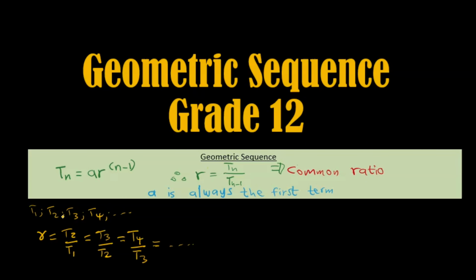After defining that our sequence is a geometric sequence, what stays true is that a is always the first term. So a is your first term. Let's use some examples to further explain geometric sequences.